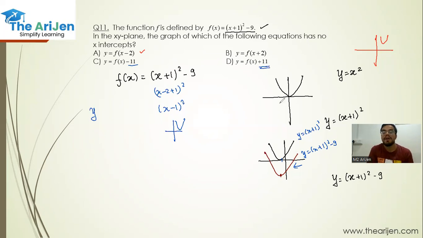Instead, if we put plus 11, our final equation would be y equals (x plus 1) whole square plus 11 would give me plus 2. So it is slightly above the x-axis. That means it is not touching your x-axis.